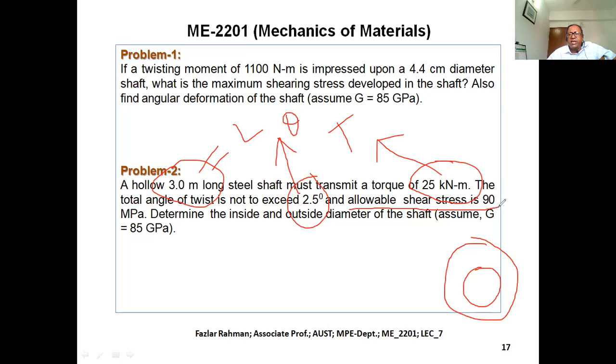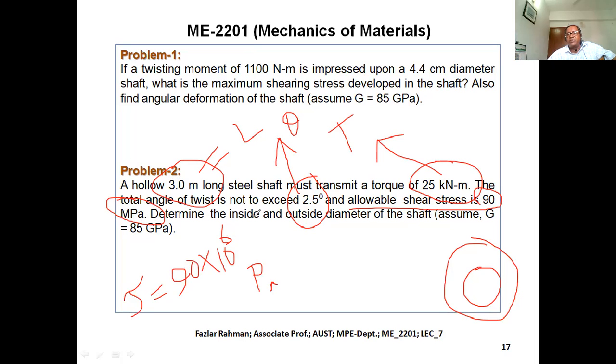It's an allowable shear stress of this shaft, 90 megapascal. That means you cannot apply shear stress more than 90 megapascal. So that means maximum tau is given. Max tau equal to 90 megapascal. So you need to multiply by 10 to the power 6, then you have Pascal.